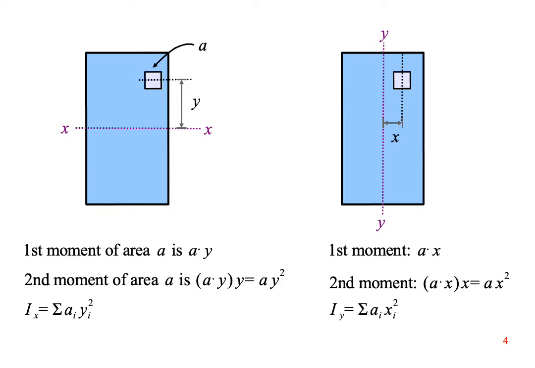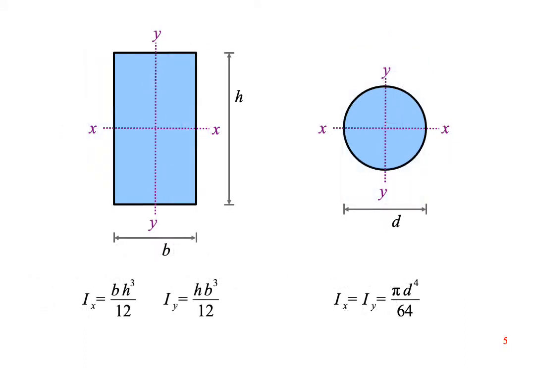As you look at the rectangle on the right, you see the same thing turned 90 degrees. The moment of inertia about the y neutral axis is the sum of a times x squared. Using the magic of calculus, we can add up an infinite number of infinitely tiny areas to come up with the moment of inertia of various shapes with respect to either the xx or y neutral axis. You can find these formulas for moment of inertia in Appendix C.